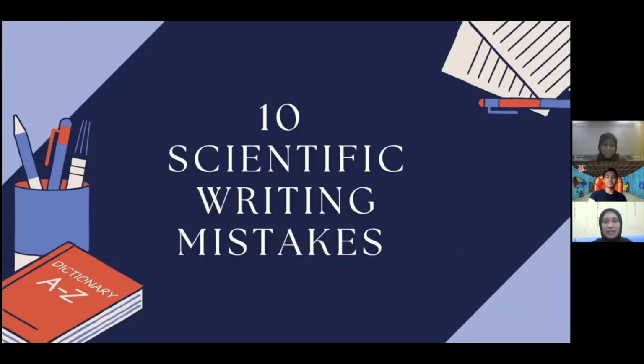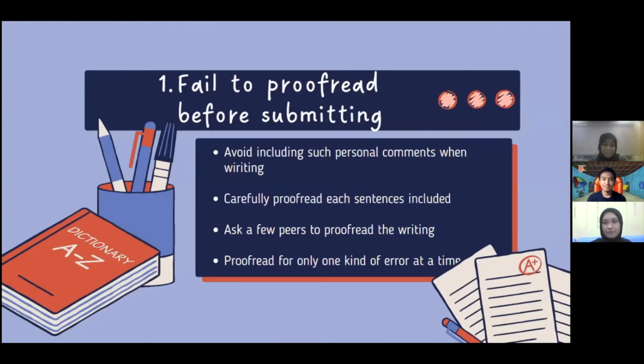Next are the 10 scientific writing mistakes that we can see from the YouTube video that we chose. The first mistake is failing to proofread before submitting. This can be avoided by removing personal comments when writing, and you need to carefully proofread each sentence included in your writing. You can also ask a few peers to proofread, and proofread for only one kind of error at a time to minimize mistakes in your writing.